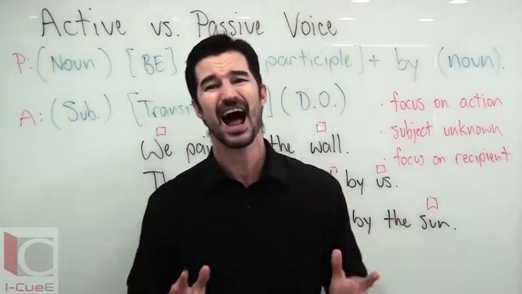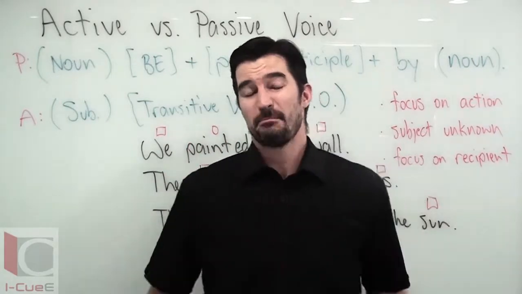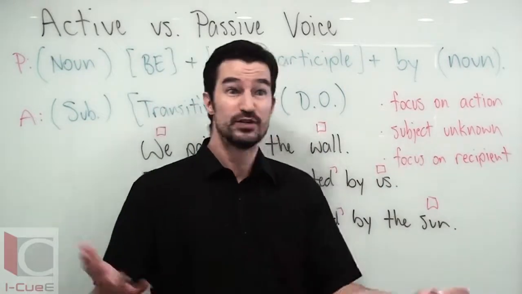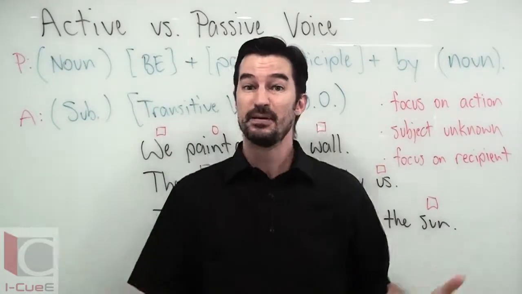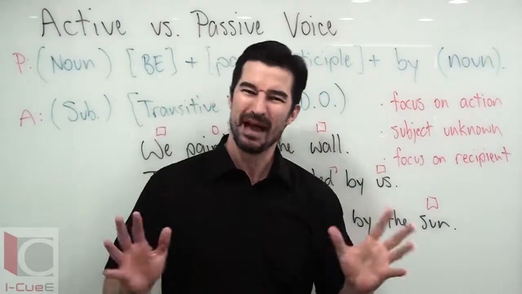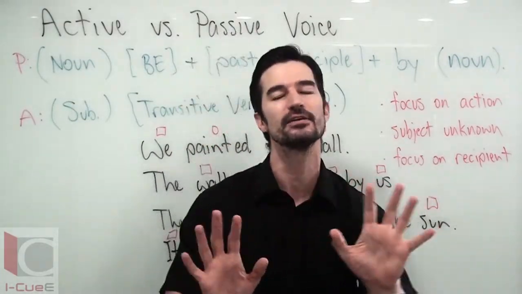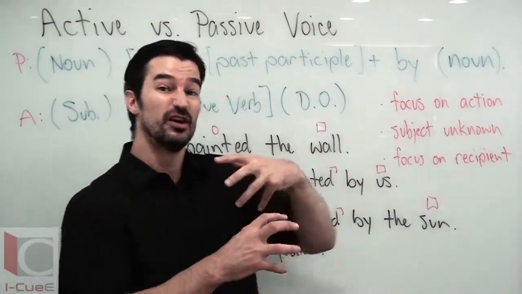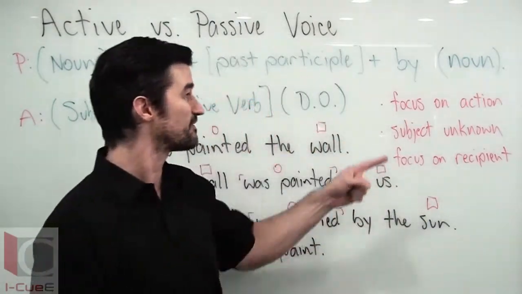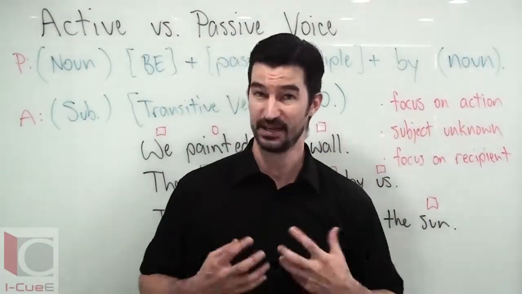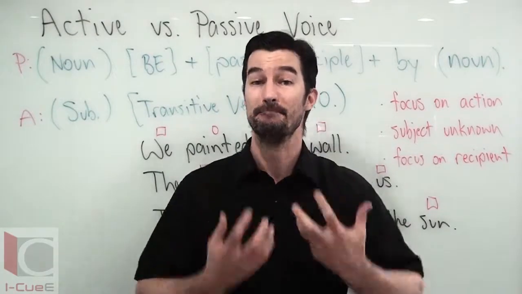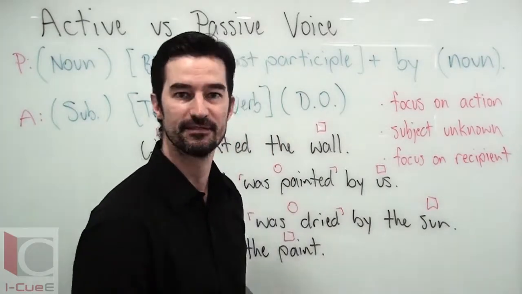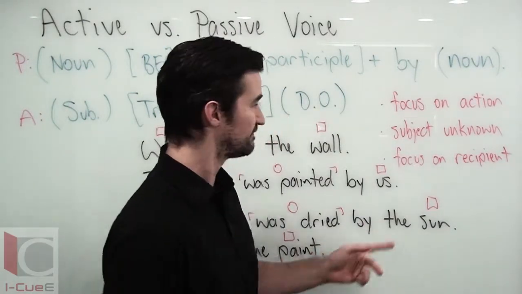But there are times where that might not be an option. I mean, maybe you don't even know who did what. Maybe the subject is unknown, or maybe the subject is not nearly as important as the action. So you're writing a sentence where you want to focus on the verb itself, or the action being done. And there we have our first example of the passive voice.